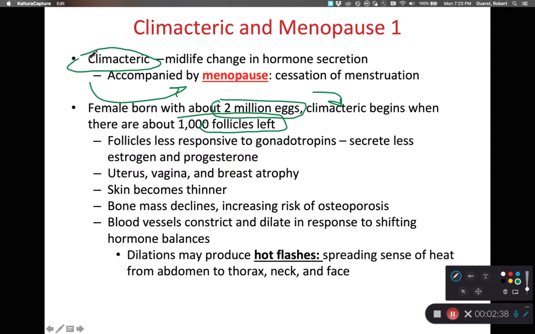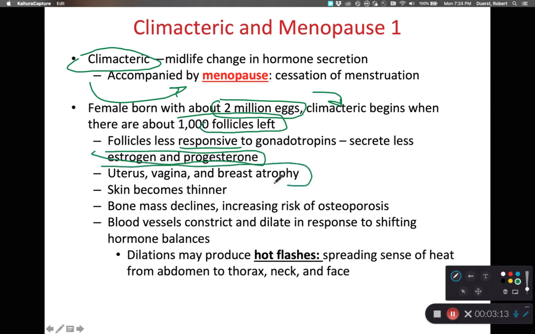This climacteric typically is when a woman's monthly cycle becomes irregular, and usually it'll be spotty or irregular for a couple months, maybe a year or two, until the female goes 12 months without a menstrual cycle. Now, during this climacteric event, the follicles will be less responsive to the gonadotropins. And since they're less responsive, there'll be less estrogen and progesterone.